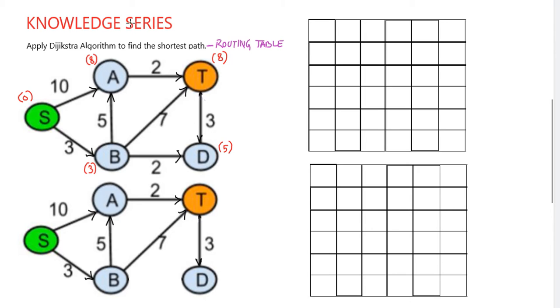We are going to discuss Dijkstra's algorithm to find the shortest path for the given figure. Using this figure, we have to create a routing table. So, to do this task, here you can view two figures.